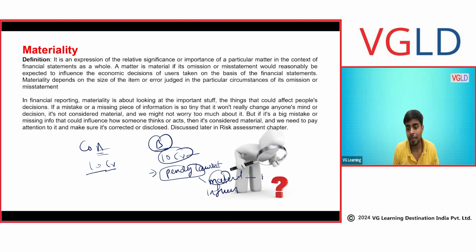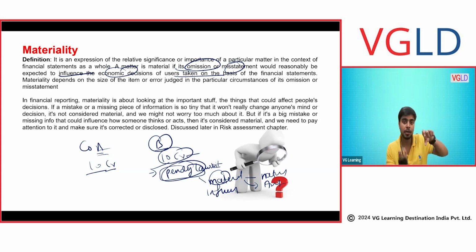So material can be by nature or by amount. In this case, I would not invest in this company because there is information which influences my decision. So anything that influences, whether the missing of the information or incorrectly reporting that information, influences my decision of using that financial statement. If the information comes to my knowledge, then I will change my economic decision, whether to invest, whether to give a loan, etc. So this is basically material.